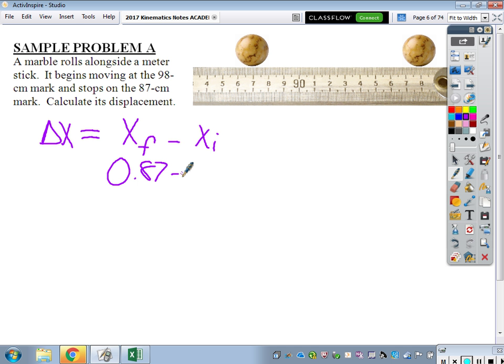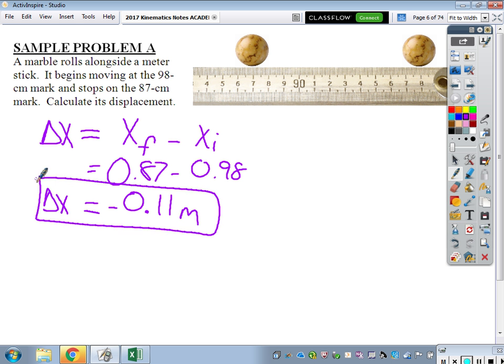Now I know you're going to get what x initial is going to be. 0.98. You can do this in your heads. Negative 0.11 monkeys, bananas, gallons of milk. No. Meters. Thank you, though. Thanks for the correction and for the help. Now, that is our solution here, and that is correct.